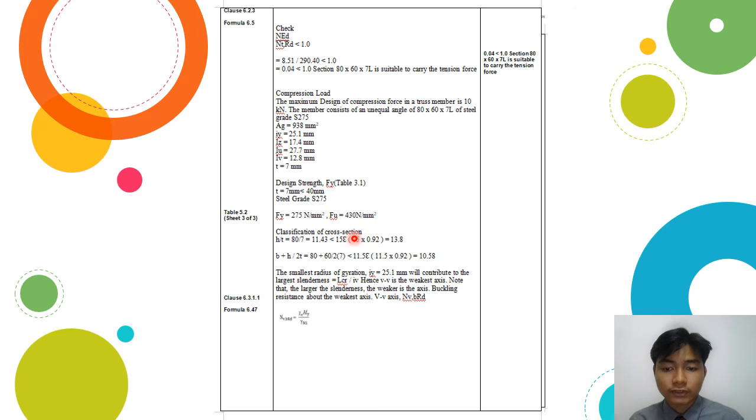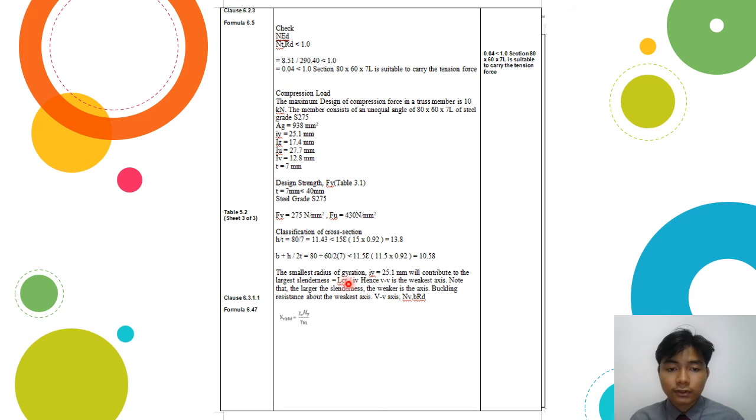So the classification of cross section is h over t equals to 80 over 7. So the answer is 11.43, smaller than 15 times 0.92 is 13.8. Then b plus h over 2t, b breadth plus h height. So 80 breadth plus 60 height over 2 times 7 is 10, smaller than 11.5 times 0.92, so the answer will be 10.58.